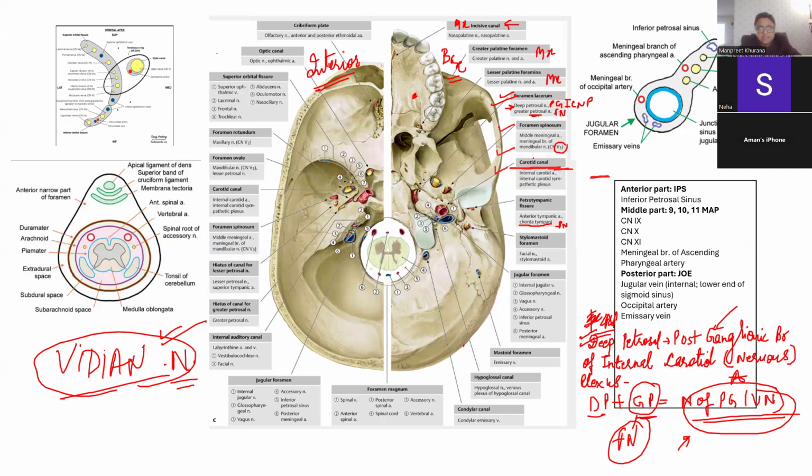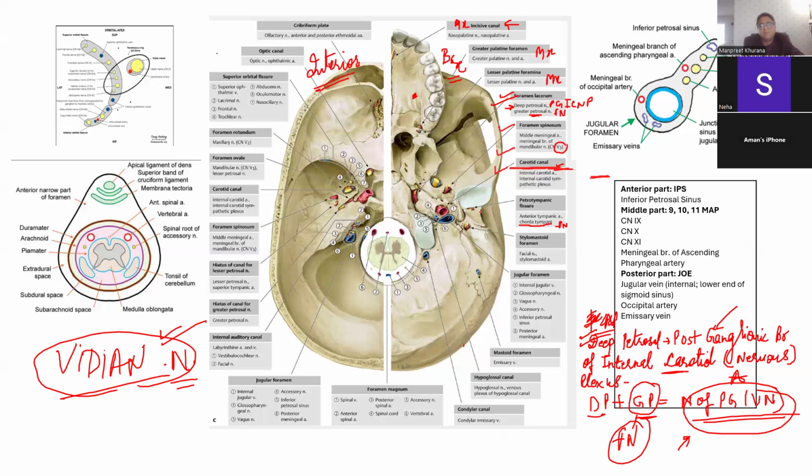Now next is the carotid canal. Very important: the structures passing through the carotid canal are the internal carotid artery and the internal carotid sympathetic plexus. So this plexus, which we were talking about, passes through the carotid canal. If you see this red structure, it is passing through the carotid canal. Then we have the petrotympanic fissure.